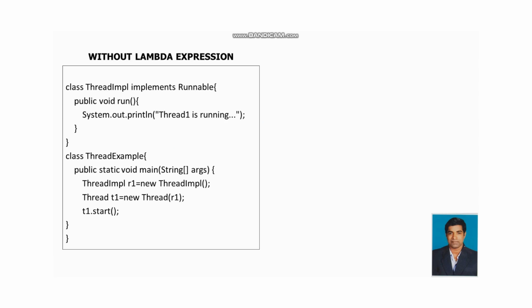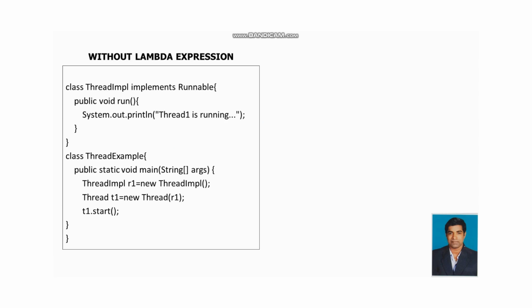Now, public void run method. Inside the run method they gave a print statement, Thread 1 is running. Another class, ThreadExample class. Here the main method is written: public static void main String args. In this main method we are creating thread objects: ThreadImplementation R1 equals new ThreadImplementation constructor. Once you create this, we also have to create one more thread, T1 equals new Thread of R1. Just note T1.start.